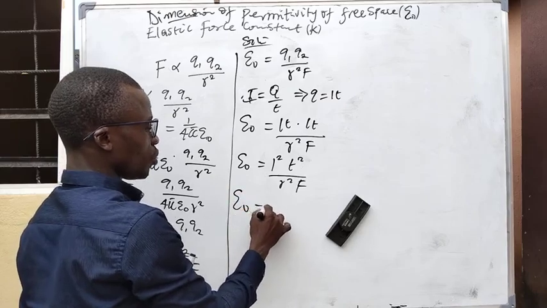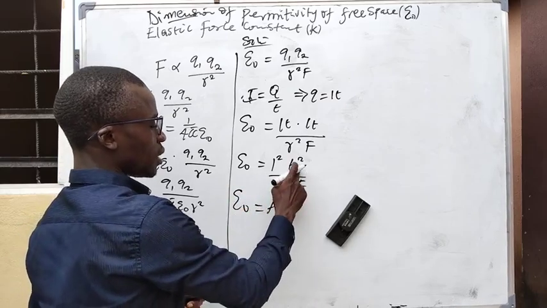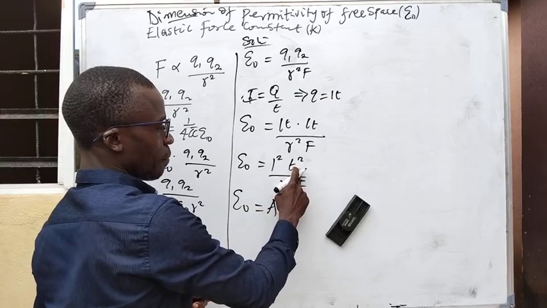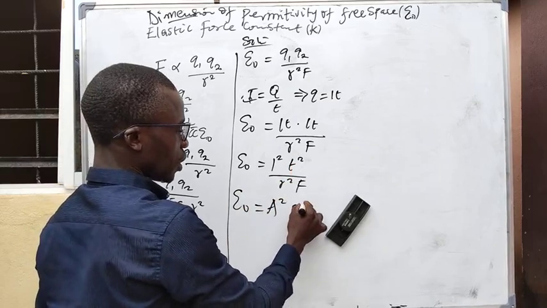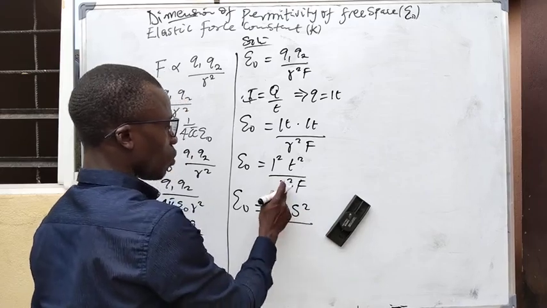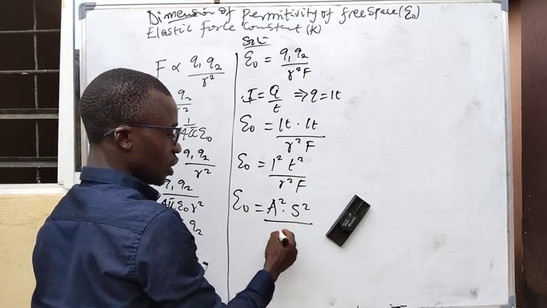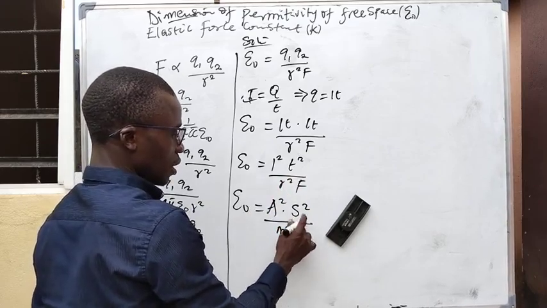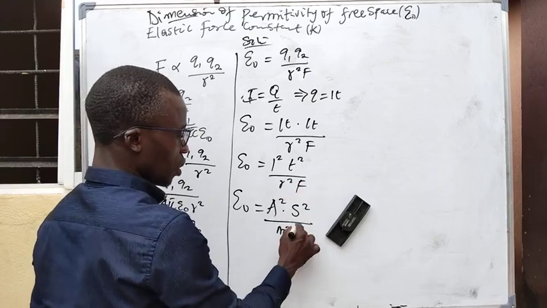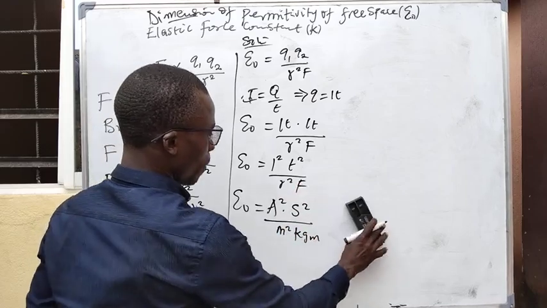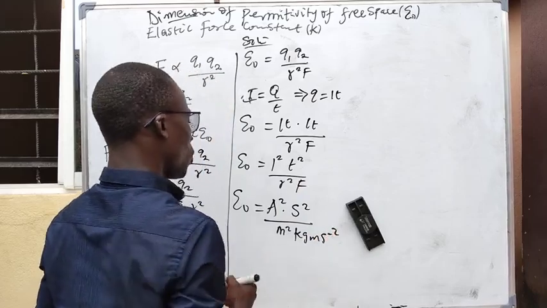So epsilon naught will be equal to ampere square, right? Then what is this? Time. The unit of time is seconds, second square, all over. What is this? Meter. Remember this is radius, which is the unit is meter, meter square. Then what is the unit of F as force? Kilogram meter per second square.